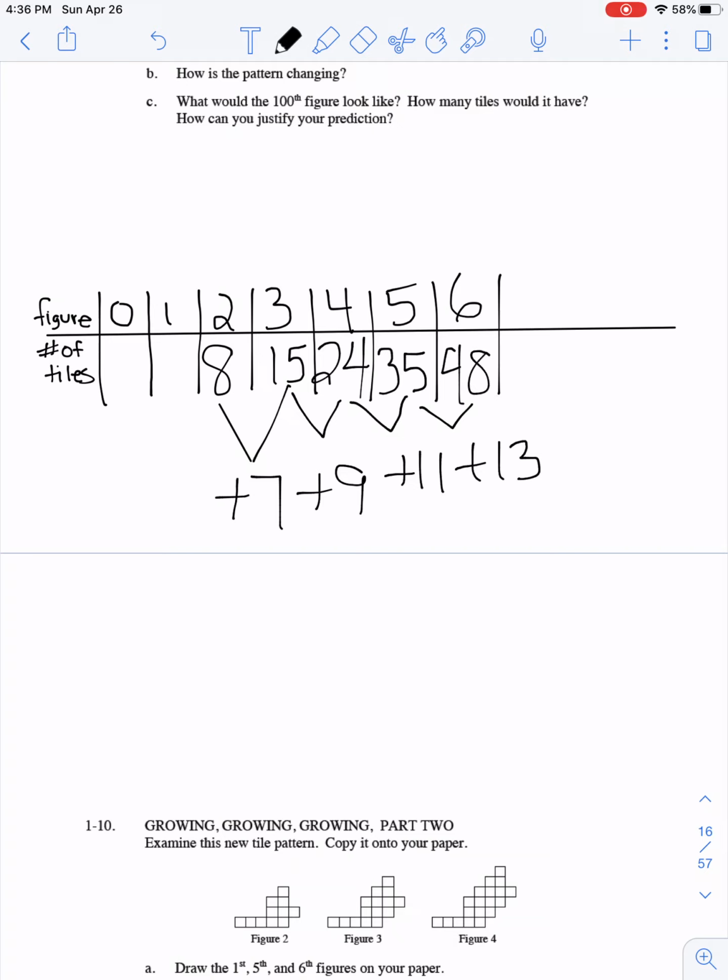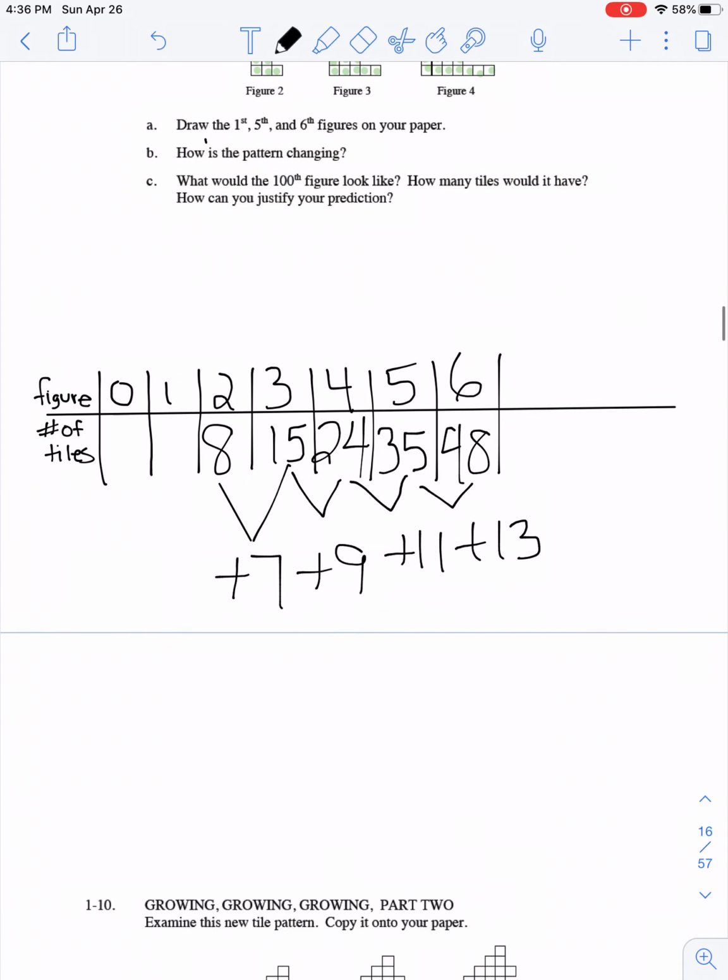Now I'm going to go backwards because it did say to figure out what pattern 1 would have. So if from 2 to 3 I added 7, but now I'm going the opposite way, I would have added 5. So 8 minus 5 gives me 3.